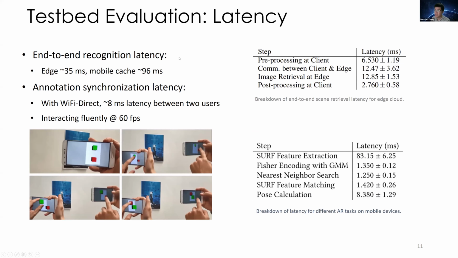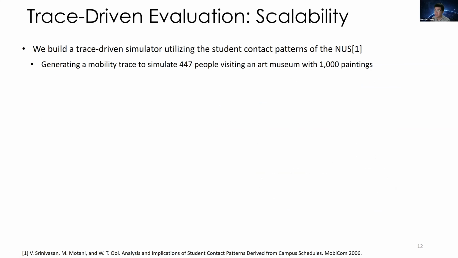Also, for latency, we achieve quite good results. The end-to-end latency for edge recognition is around 35 milliseconds, and for mobile cache is around 96 milliseconds. We also enable annotation synchronization with Wi-Fi Direct at around 8 millisecond latency between two users, and we can interact fluently at 60 FPS.